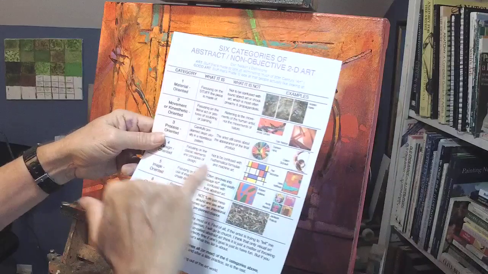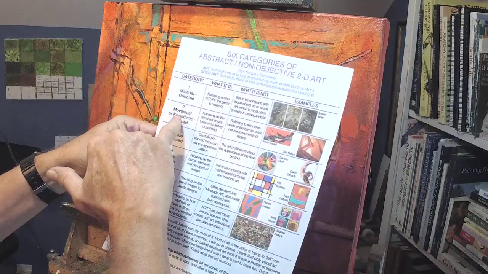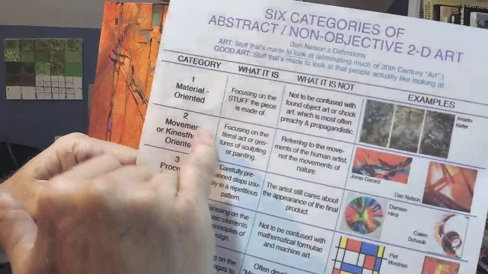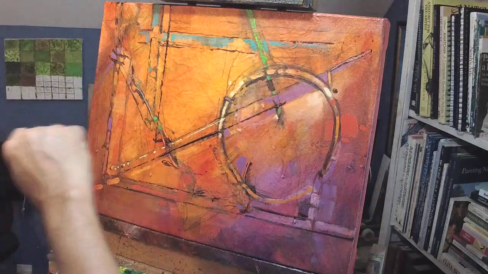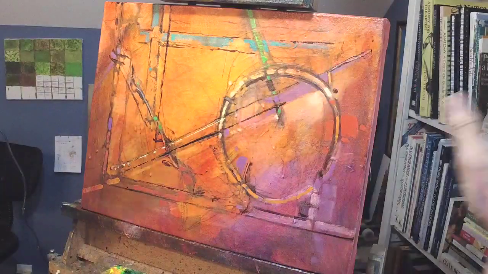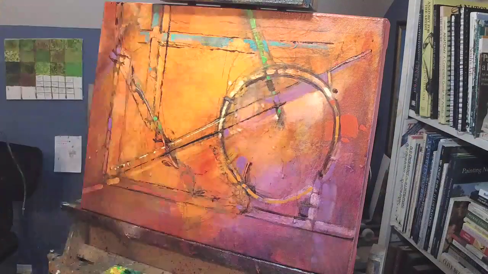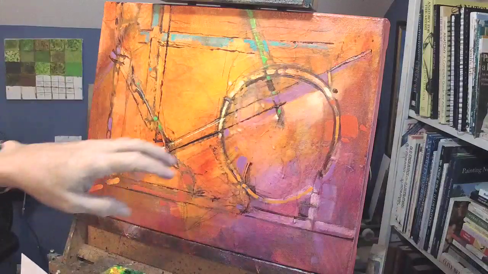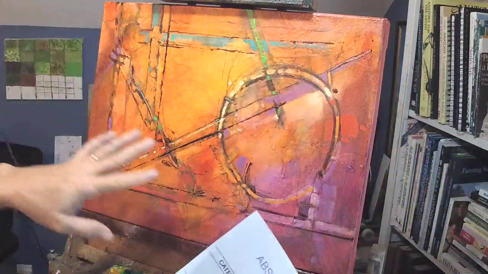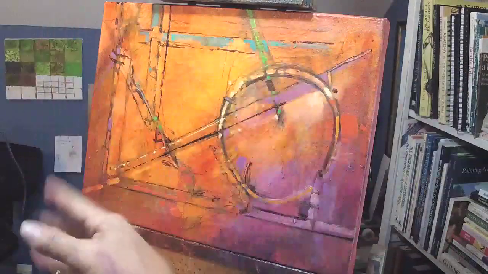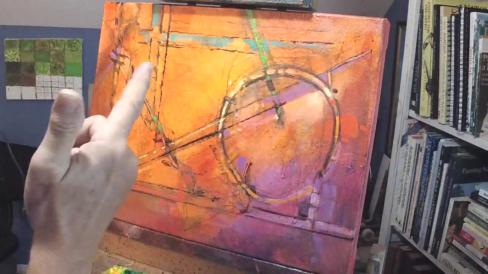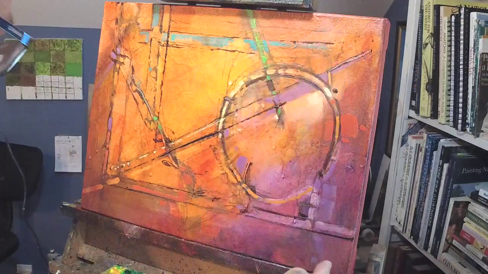Anyway, I'm digressing. Now, my abstracts tend to be, I'll fess up right away, very much kinesthetic or movement-oriented. My abstracts have a lot to do, and my big ones especially, with the movement of my arms, and on the big ones, my whole body. And you can see some of that here, these big slashes and marks, bold, bold marks. So I tend to be kinesthetic in composition.